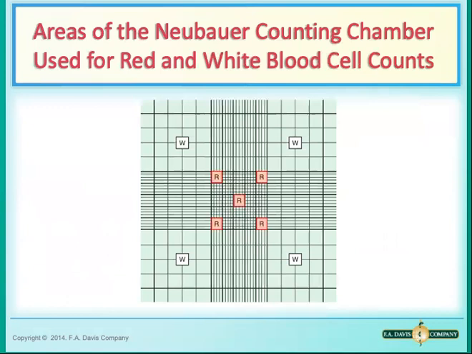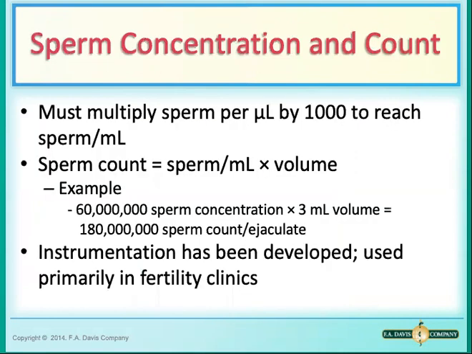And here is an example of the Neubauer counting chamber. This is usually used in hematology when we count the red cells and white blood cells manually, but you can use this hemocytometer for your sperm counts or the evaluation of the sperm count and concentration. Okay, so here's how you would go about using that particular formula. And I think I have an example here.